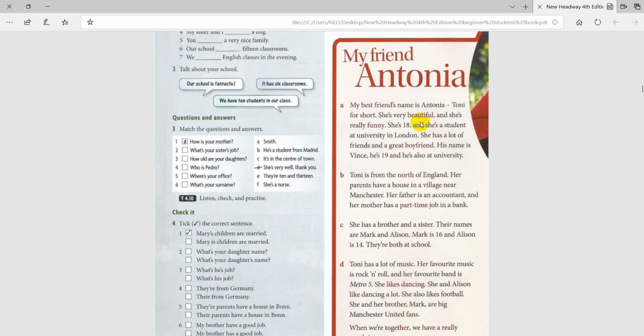If you want, guys, to test your reading, you can read it in a voice note and send it to me to check your mistakes.